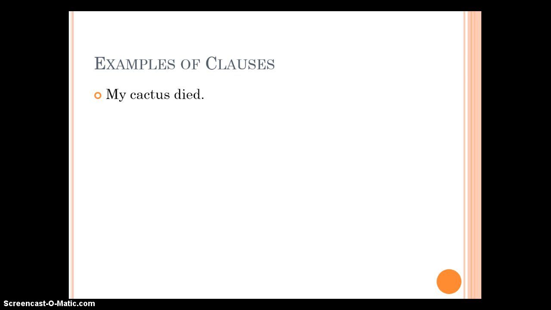My cactus died. Well, this has a subject, cactus, and a verb, died. It's a complete meaning all by itself, so that is an independent clause. Because I gave it too much water. This clause has a subject, I, and it has a verb and a predicate, what did I do? Gave it too much water. But it's not a complete sentence all by itself. We need whatever goes with the because in this sentence, so this is an example of a dependent clause.